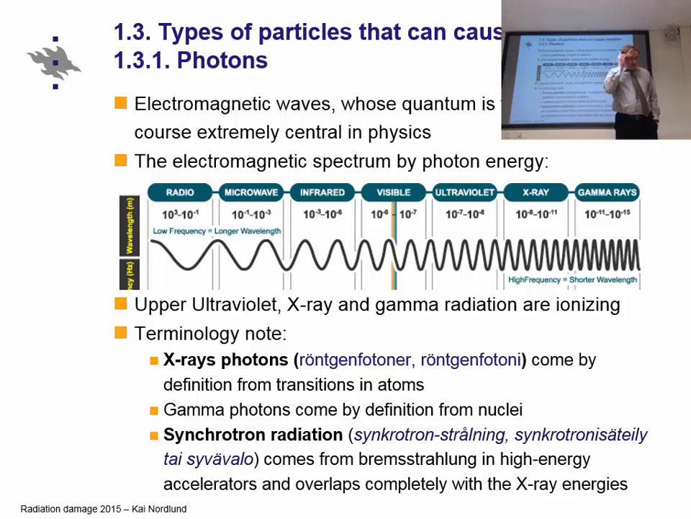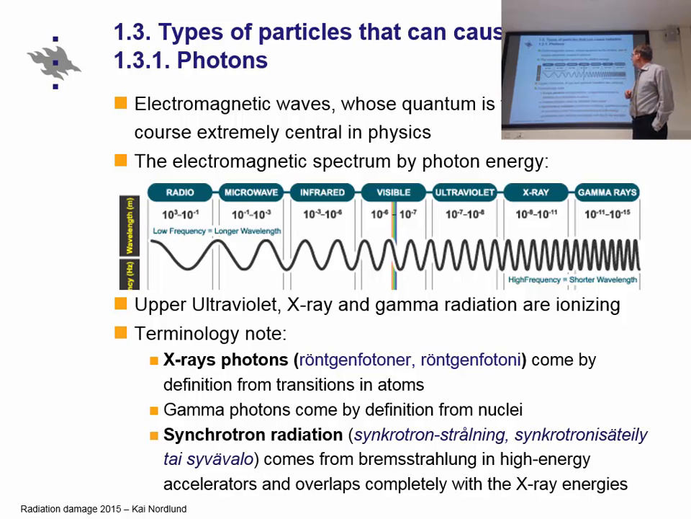But what we'll do in this first course package is go through what kind of particles can cause irradiation. And the first one, which I already mentioned, is photons. That is the quanta of electromagnetism. And these are, of course, very, very crucial in all kinds of physics. And just as a reminder, this you definitely have had during some of your previous physics courses.